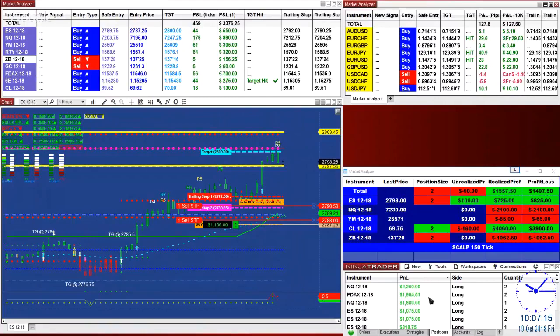on NinjaTrader 8. This is a third system. So this is fully automated or an ATM strategy, the market analyzer and the blue chart. Then also this one here can be fully automated or ATM. Then you have the scalpers. They're also fully automated, and then the swing trading is fully automatic.